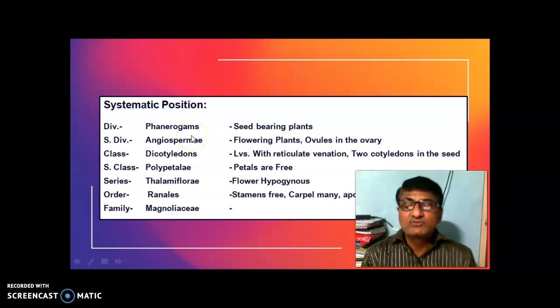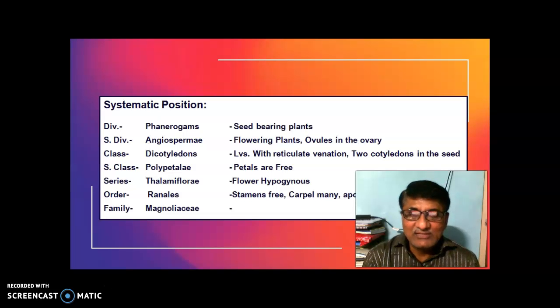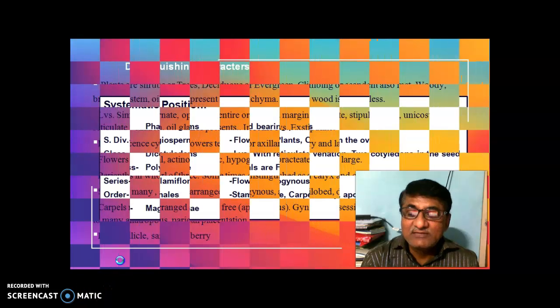This family belongs to phanerogams because the plants are seed bearing. Subdivision angiosperm because the plants are flowering and have ovules in the ovary. Class Dicotyledon because leaves have reticulate venation and there are two cotyledons in the seed. Subclass Polypetalae because the petals are free. Series Thalamiflorae because the flower is hypogynous with a superior ovary. Order Ranales because the stamens present are free. Many carpels are present and they are also free or apocarpous in nature.